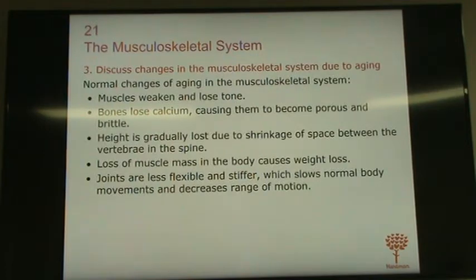So muscle weakness, loss of muscle tone, bones lose calcium, which now cause them to break easily. Height is gradually reduced because the bones start shortening. Loss of muscle mass, joints are less flexible. Sometimes they stiffen, they cannot stretch out their hands like this. Sometimes they have contractures where they just stay like that.